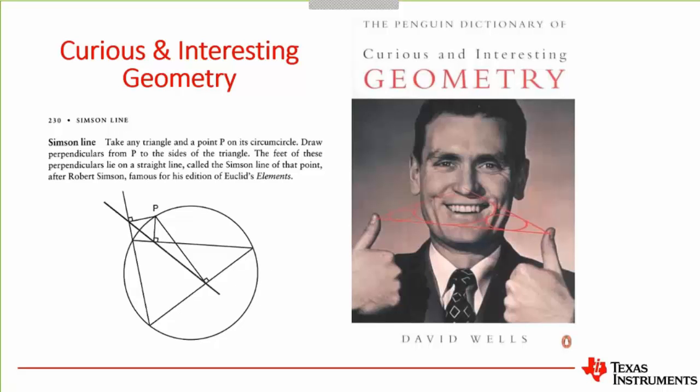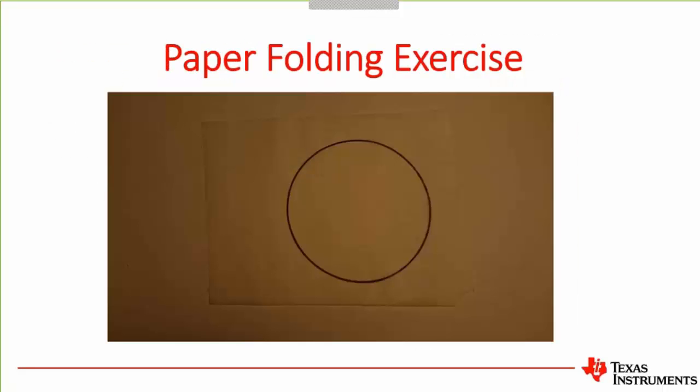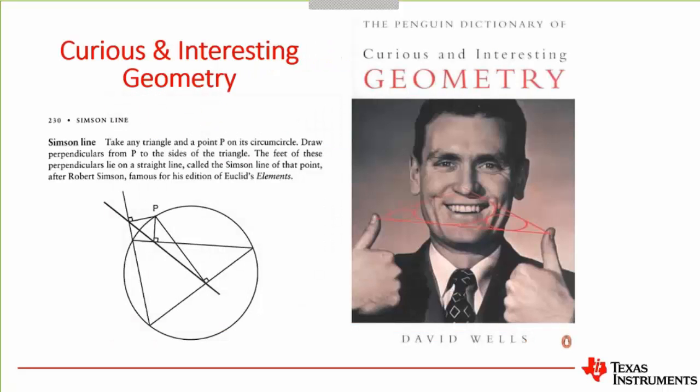So the first thing we actually did was this paper folding exercise so that we developed that understanding of what this task is. If I just go back there, you know, some kids read this sort of stuff: take any triangle and a point on its circumcircle, draw perpendiculars from P to the sides; the feet of these perpendiculars lie in a straight line, and so on. It's lots of words. We need to pull it apart and break it up into its bits and pieces so that they understand what's going on.